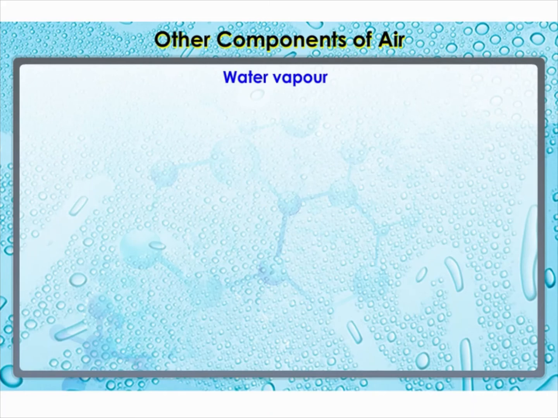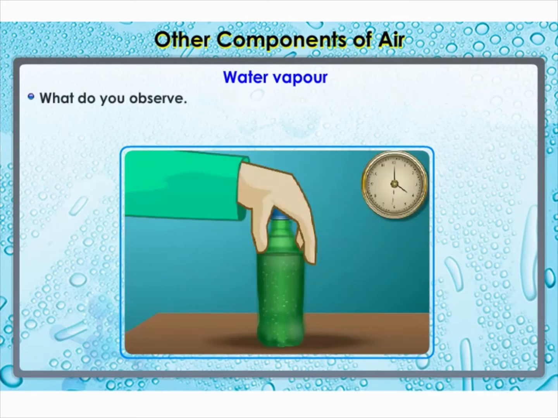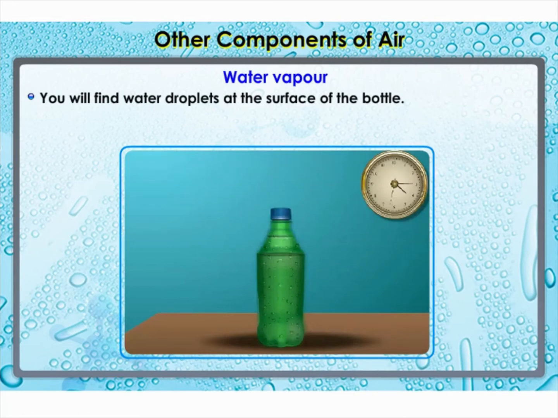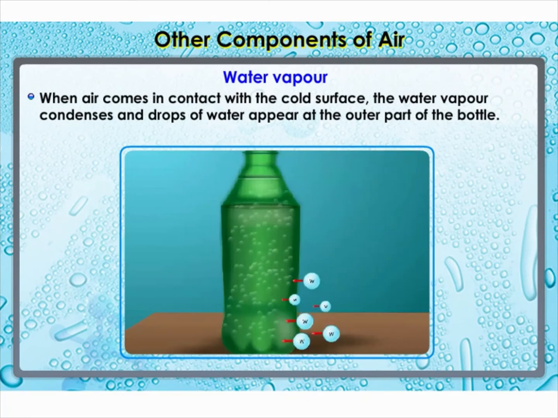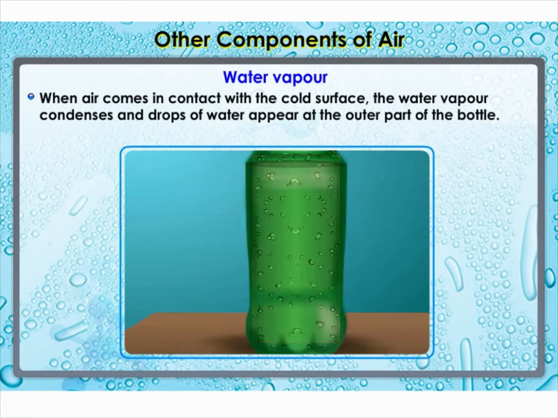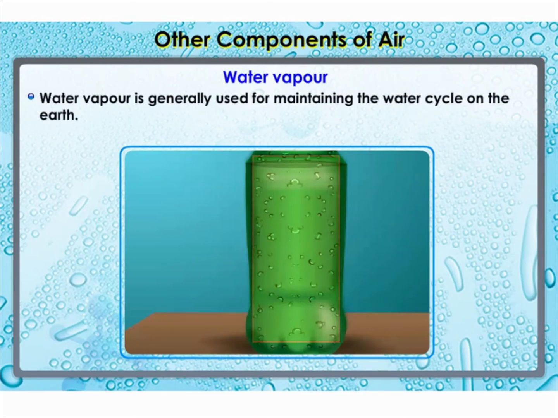Water vapor. Take a water bottle from the fridge and keep it aside for a few minutes. What do you observe? You will find water droplets at the surface of the bottle. When air comes in contact with a cold surface, the water vapor condenses and drops of water appear at the outer part of the bottle. This proves that water vapor is a part of the air. Water vapor is generally used for maintaining the water cycle on the earth.